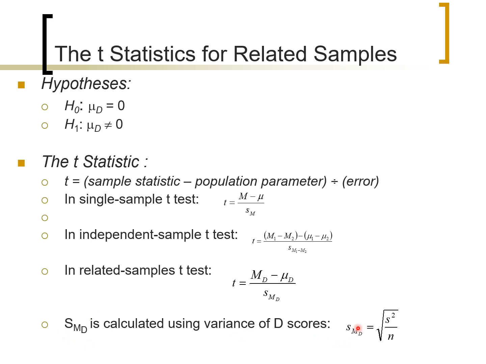How do we get that? We go back to the variance of our difference scores and then divide by n to get our standard error. So again, the process is very similar. How do we get from raw scores to means? That's the numerator of our t-statistic. And then our denominator is how we get to an estimated standard error.